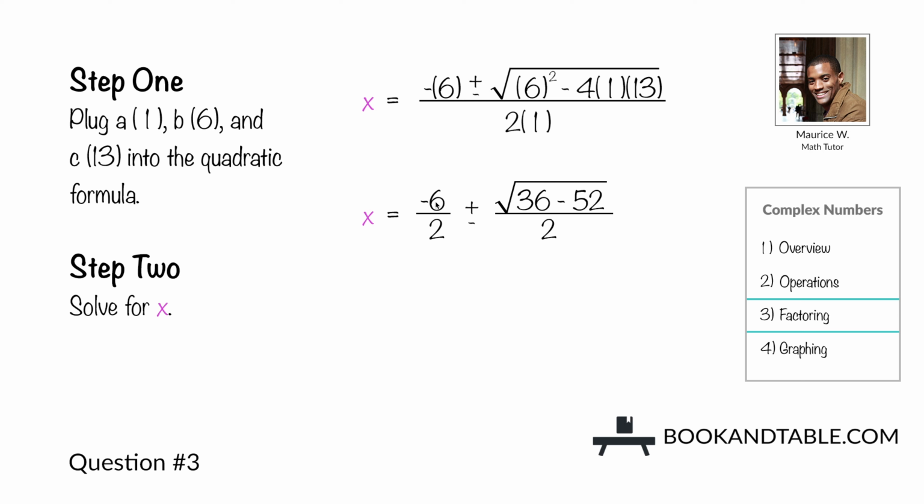Negative 1 times 6 is equal to negative 6 divided by 2 times 1, which is 2, plus or minus the square root of 6 squared, which is 36, minus 4 times 1 times 13, which is 52, divided by 2 times 1, which is 2. Negative 6 divided by 2 is negative 3, plus or minus the square root of 36 minus 52, which is negative 16, over 2. The square root of negative 16 is equal to the square root of 16 times the square root of negative 1, which is equal to 4i. 4 divided by 2 is equal to 2. So we get x is equal to negative 3 plus or minus 2i.